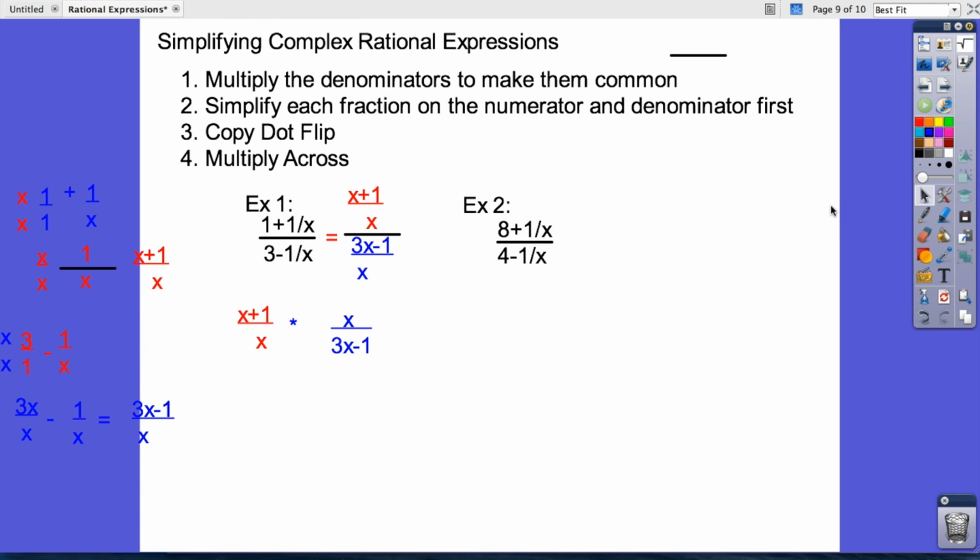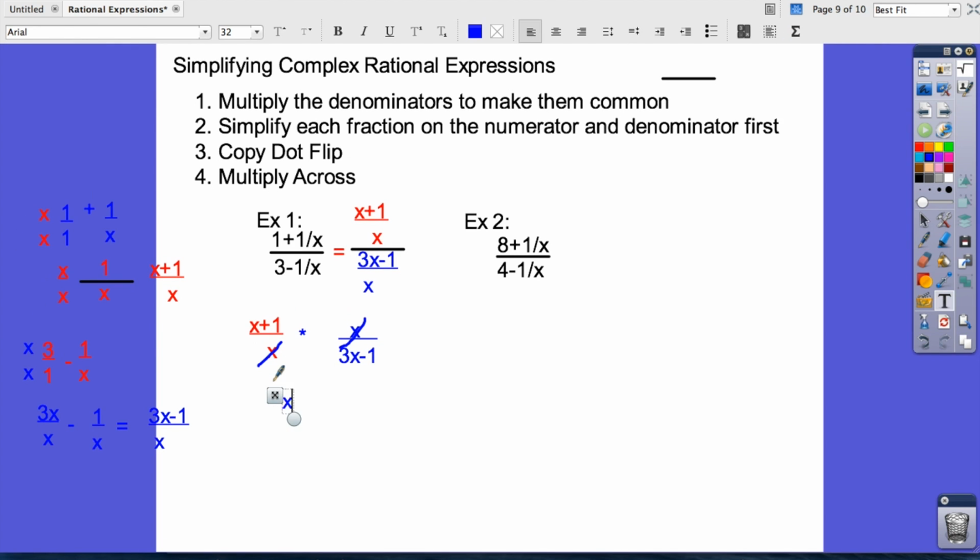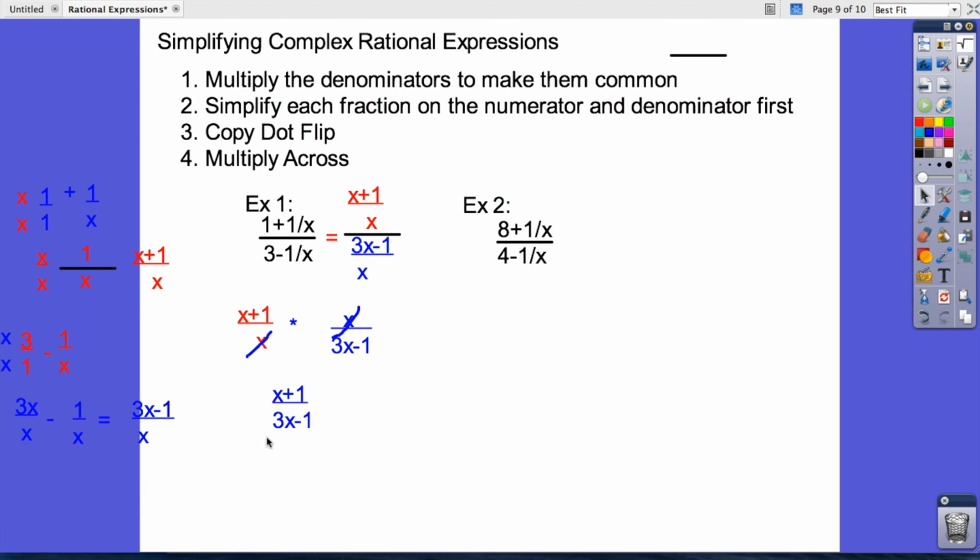Now, we can multiply across, but notice we can probably do some cross-canceling. So we have an x on this numerator and x on this denominator. So when we multiply across, we are now left with x plus 1 divided by 3x minus 1, and now you're done. This is your final answer.